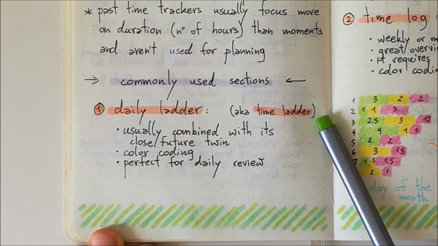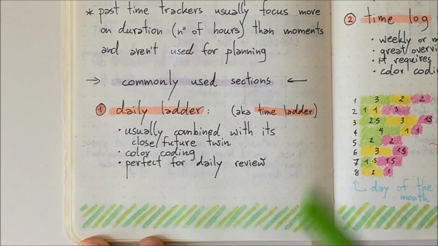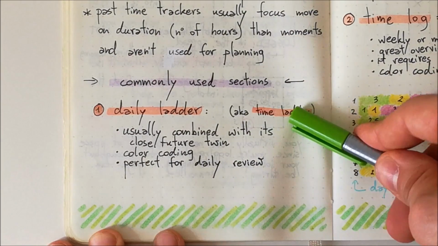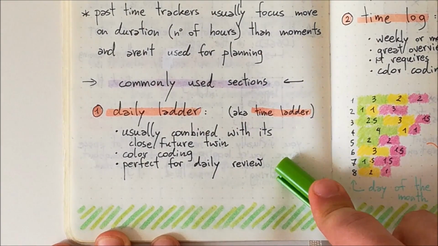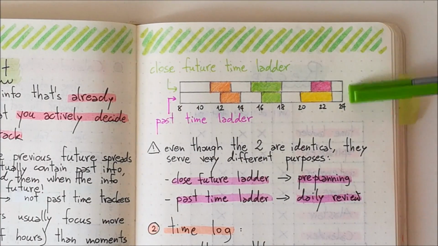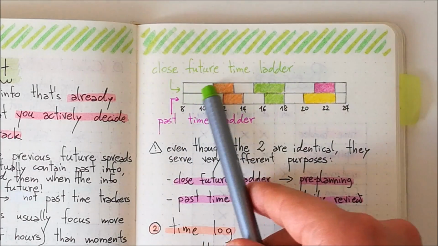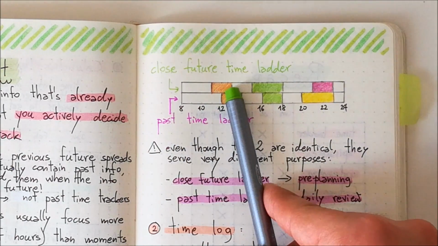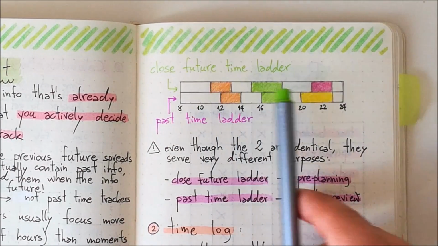So as I said, the time ladder can both be used for close future events and for past events. Usually they are combined, and this time ladder is perfect for your daily review. As you can see here, I have combined the 2 sections. Up, I have the close future time ladder. That's what you use for pre-planning. That's what you color in before the day.